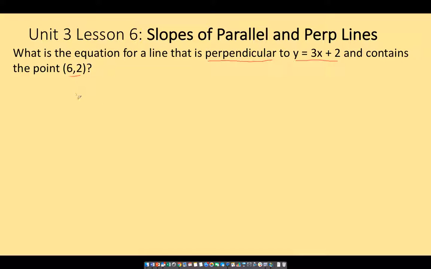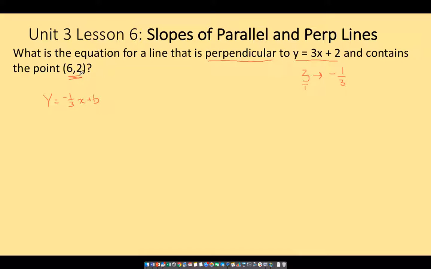All right, well, let's see. Perpendicular. My original slope is 3. So how does that change things? Well, positive is going to become negative, and 3, or 3 over 1, is going to become 1 over 3. My slope of my new line is -1/3. So -1/3 times x, again, plus b.